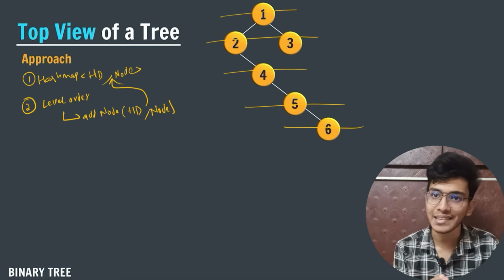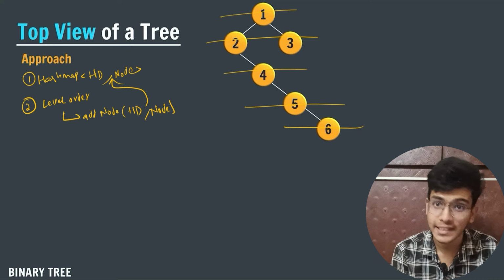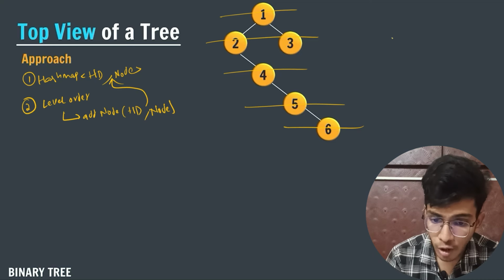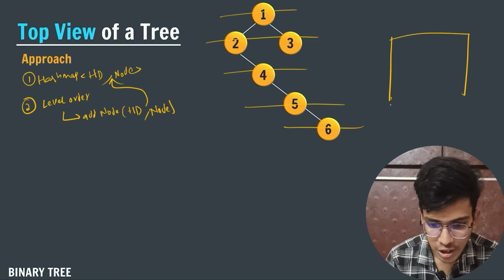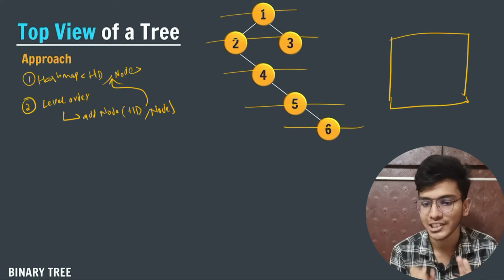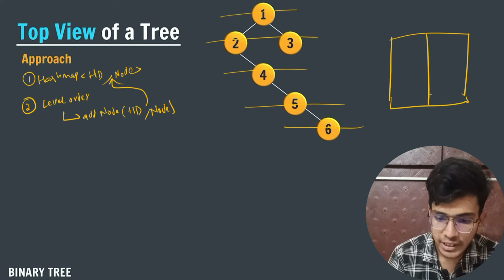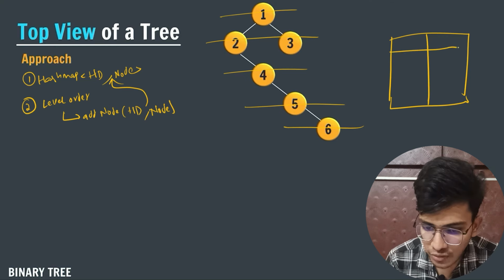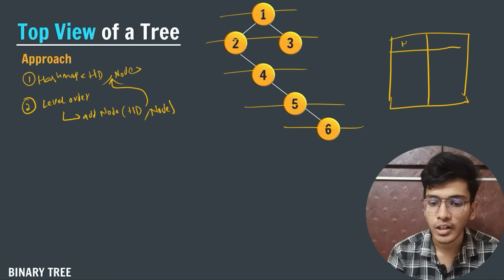So let us dry run this. By dry running you will understand it. What I have done is, first of all, I have created a HashMap. Let us say this is my HashMap. My HashMap is divided into two things. The first one is my horizontal distance.